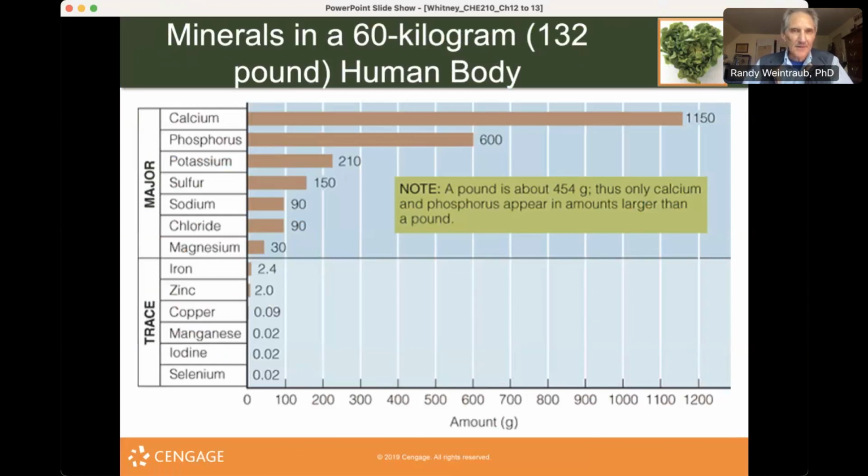Calcium. You probably would have guessed that. Calcium, making up most of our bone mass, is the major mineral in the body, along with phosphorus, potassium, etc. And then the trace minerals.